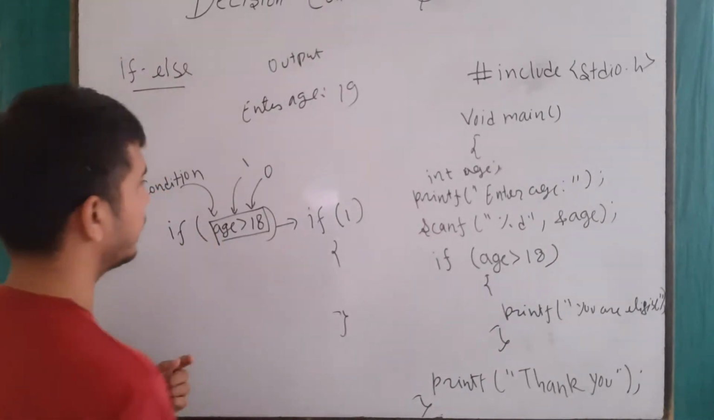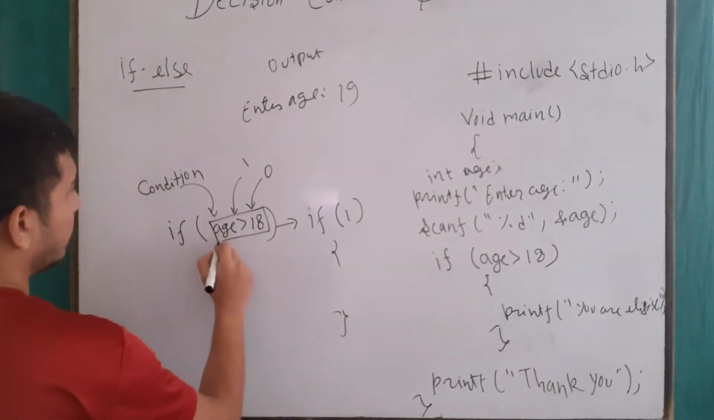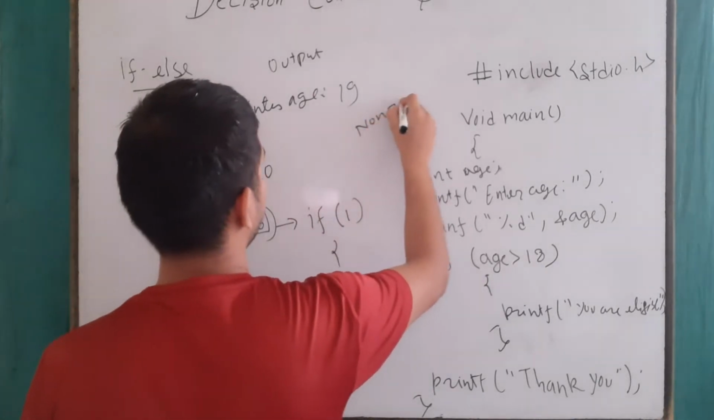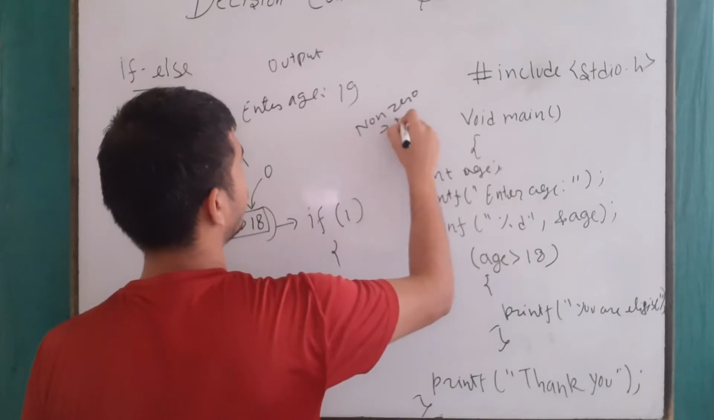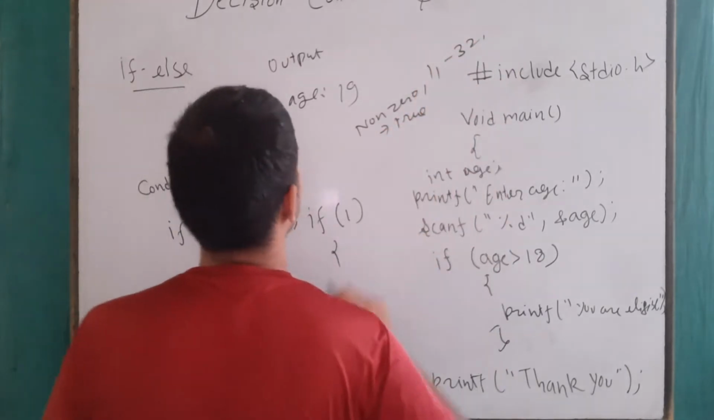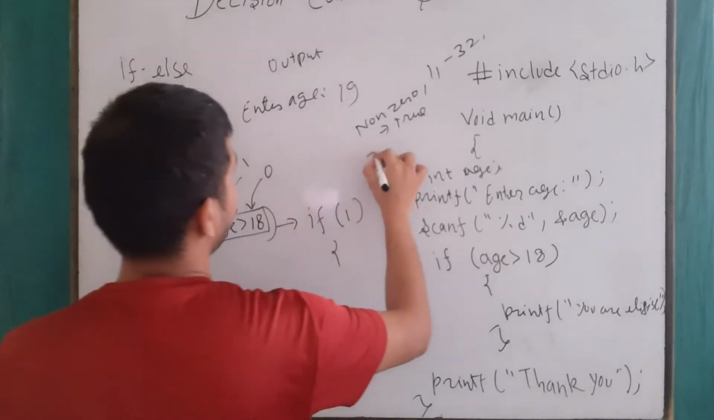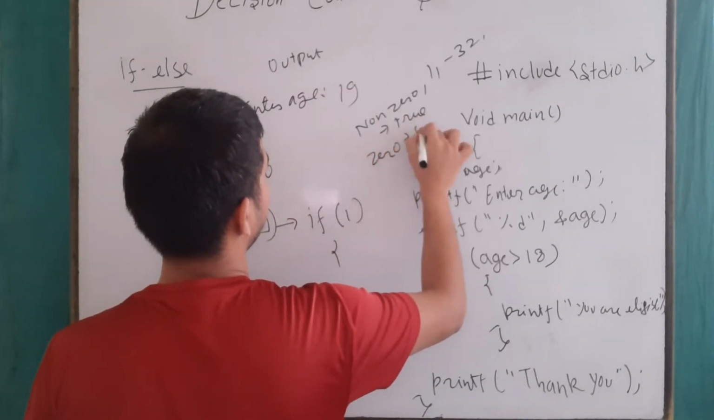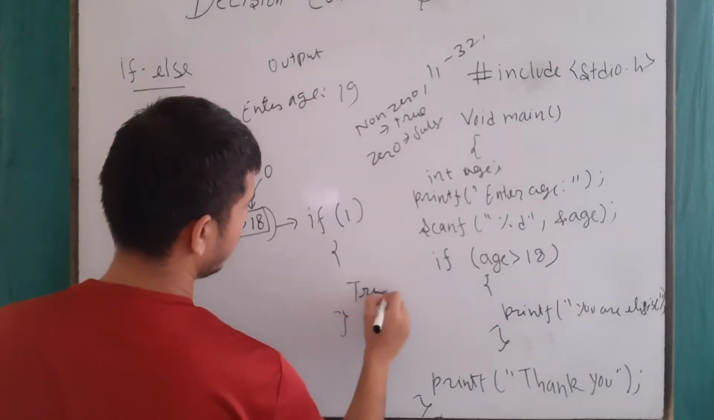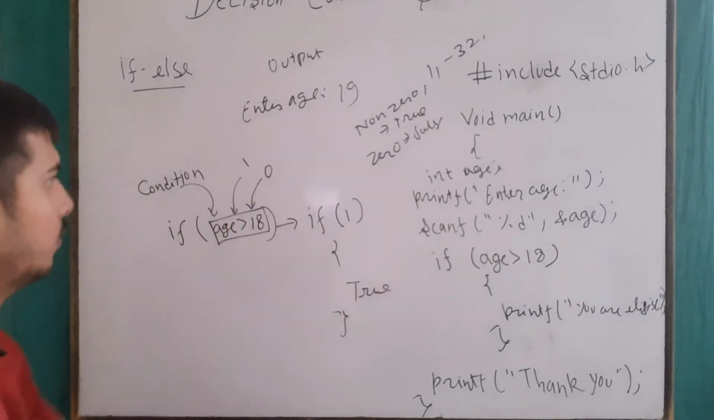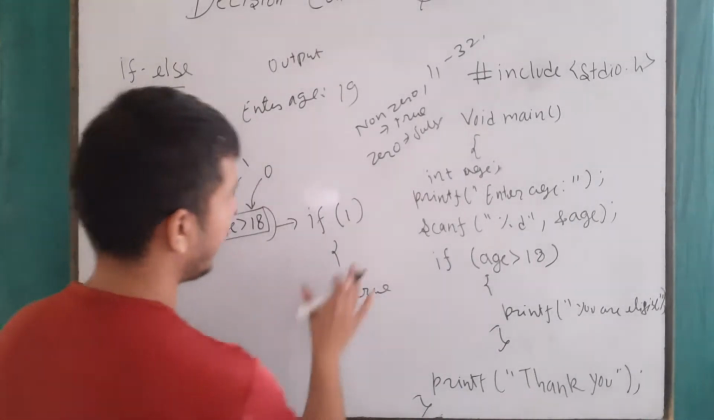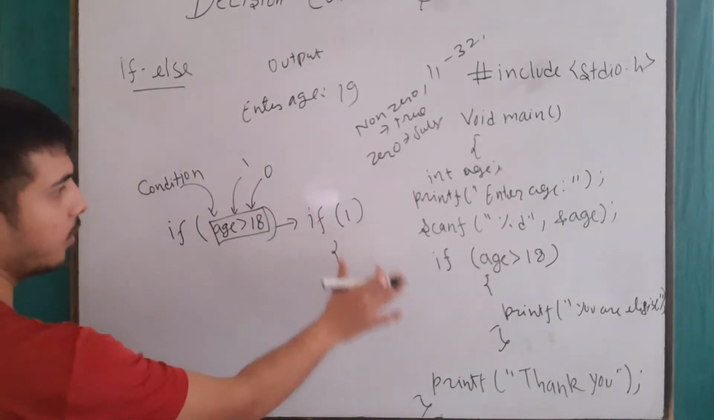The second thing is that in C, non-zero means true, for example 1 or minus 32, anything non-zero, and if it is 0, that means it is false. So to execute this block, this condition should be true. Okay, now this was about if.